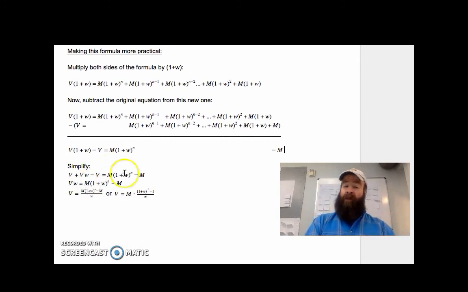Now, if I wanted to solve this, I'm going to distribute this V to the 1 plus W. That would give me V plus VW minus V equals this nice compact thing that we have. The V and the minus V go away. And so basically, if I want to solve this thing for V, all I have to do is divide both sides by W, and that gives me this formula. Now you'll often see it written in resources like this because the M here and the M here can be factored out and then pulls off the fraction. So that's the formula for the future value of an annuity, which we will use to derive what's called the present value of an annuity.